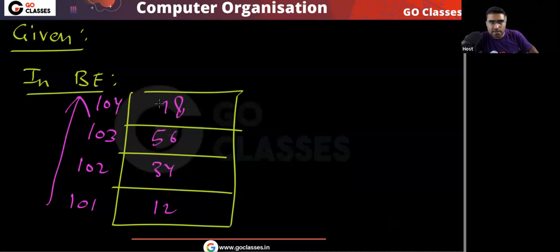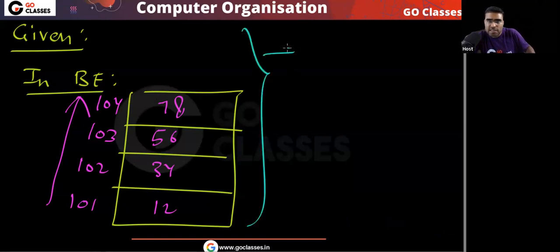So in the big endian, this is already given to you. Now you tell me, what is your array? Once you have this, can you find the array? From this, can you write your array? What is your array? Can you write that?